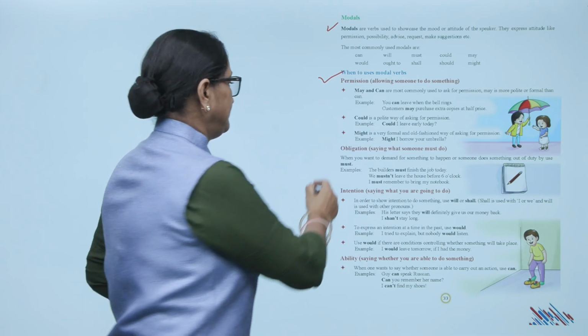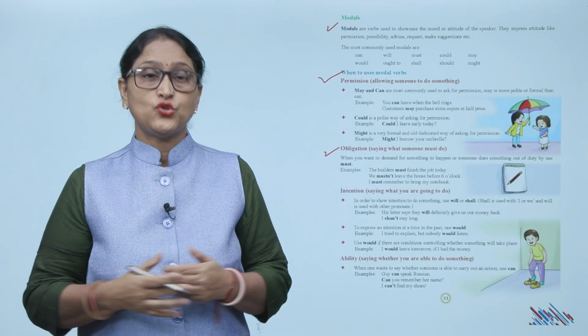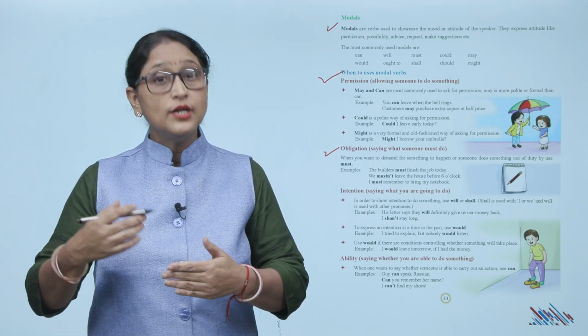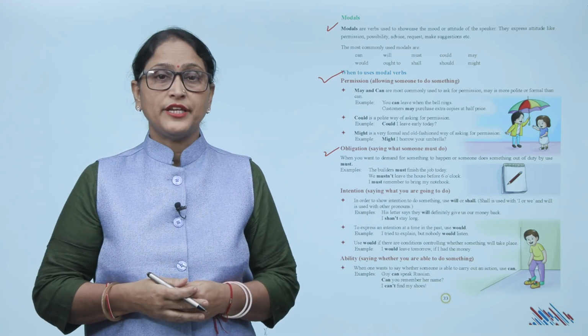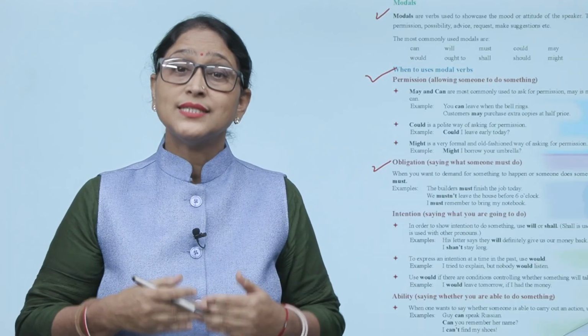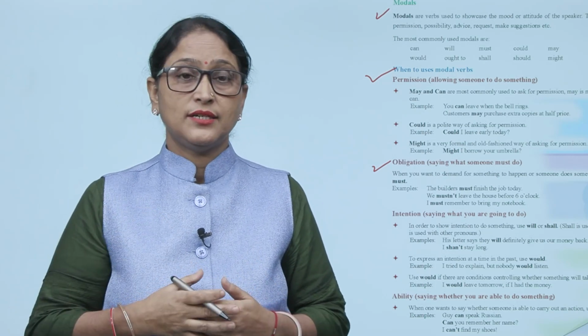Obligation. Saying what someone must do. कि किसी को करना ये जरूरी है. When you want to demand for something to happen or someone does something out of duty, we use must.